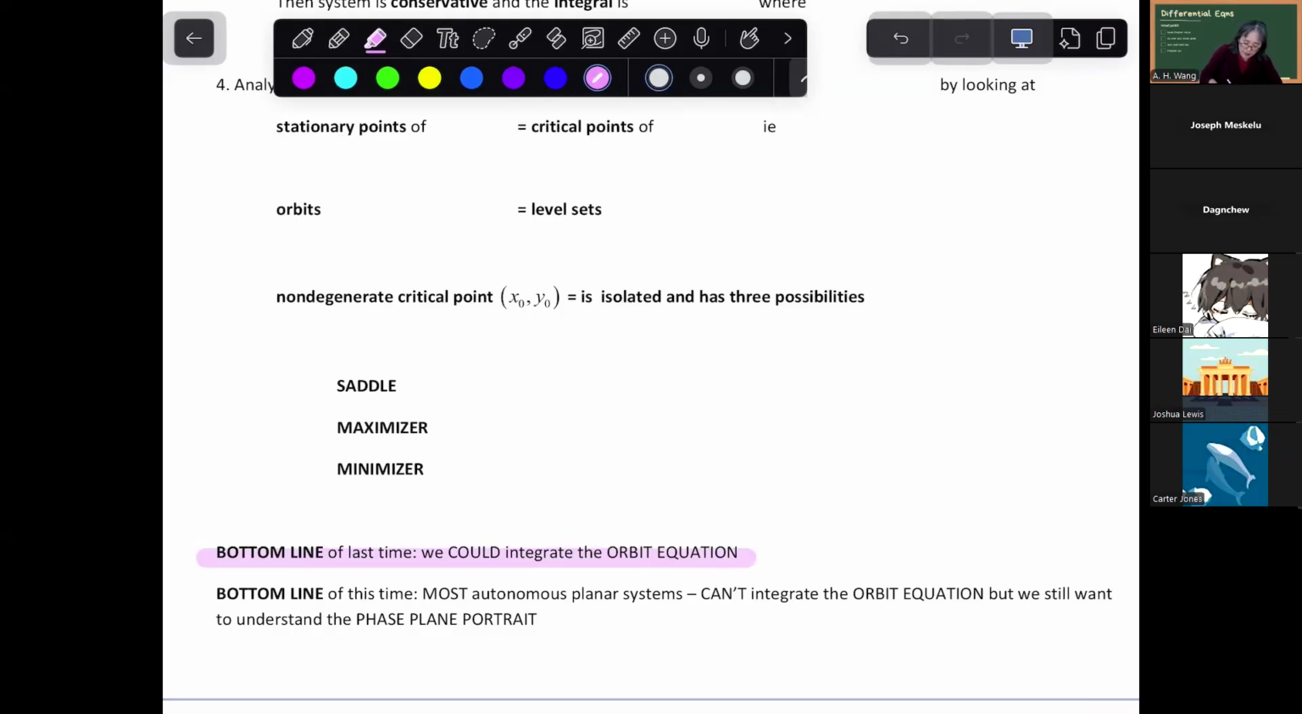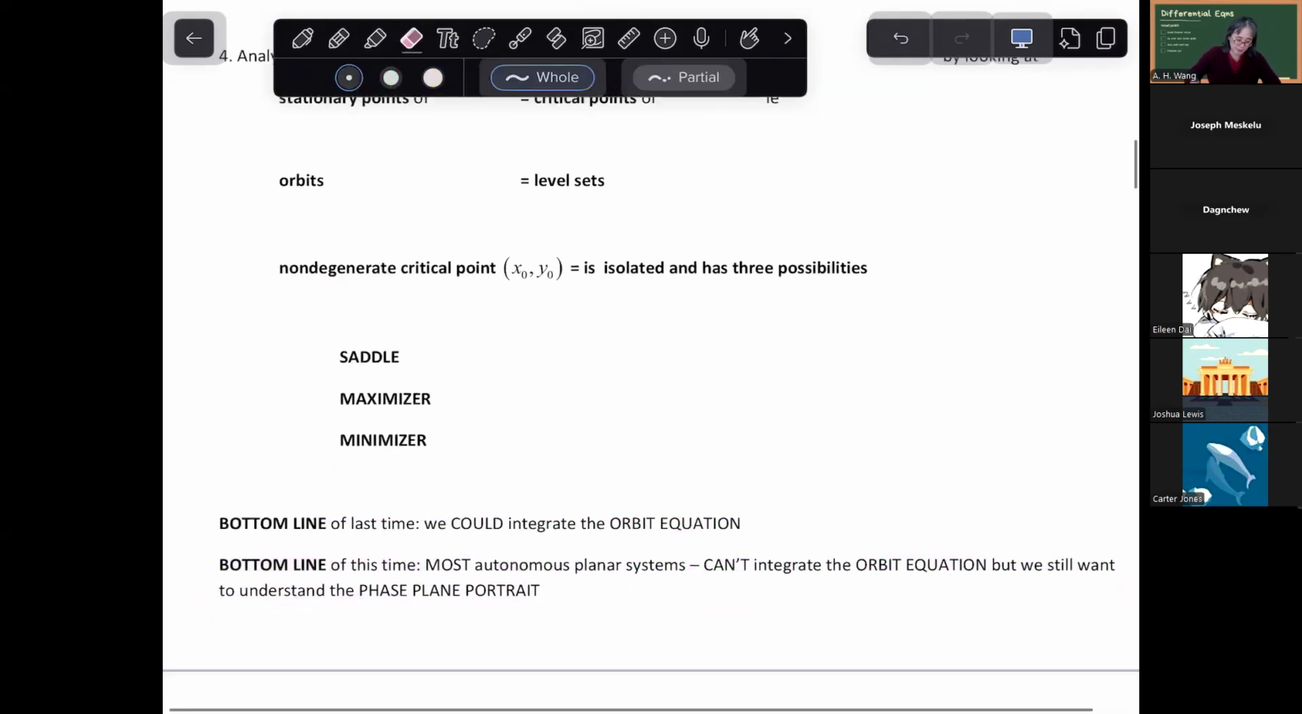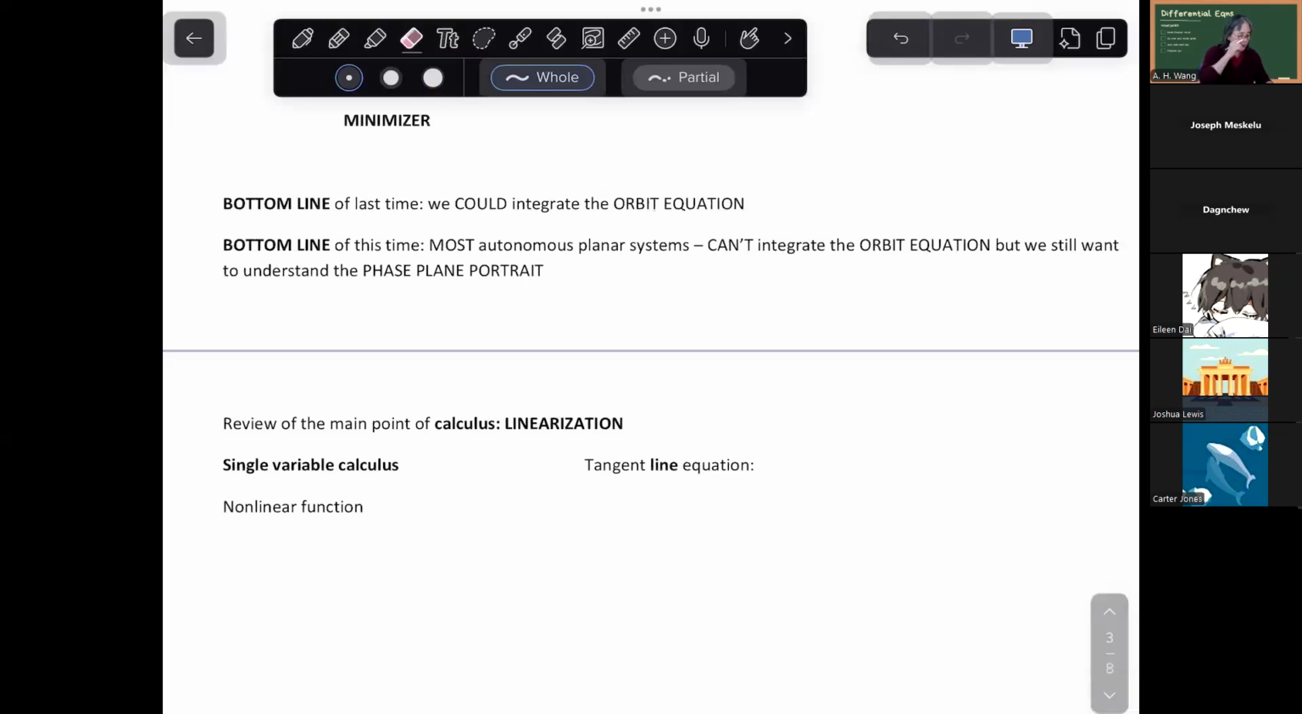Bottom line of this time, most autonomous planar systems cannot integrate the orbit equation, but you still want to understand the phase plane portrait. So we're going to go and look at this. Okay. All right. So what I want to do is review the main point of calculus. What were you doing all that calculus for, right? So with calculus, the main point is linearization. All right. So linearization is basically this.